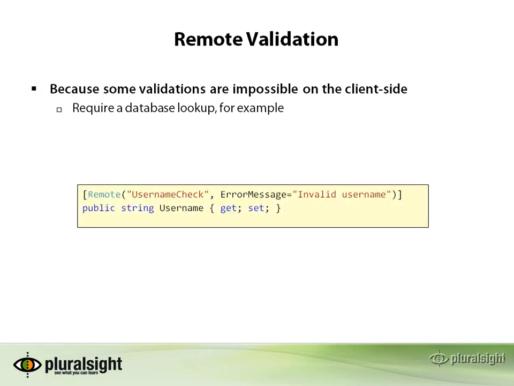All you need to do is add a remote attribute onto a property. You're going to give that remote attribute a controller action to call and some additional parameters. And what jQuery validation will do for you is when it validates this username input, it will call back to the server at this location. You can return a true or false. Is this valid or not? And if you return a false and validation fails, jQuery will automatically display the error message for you.